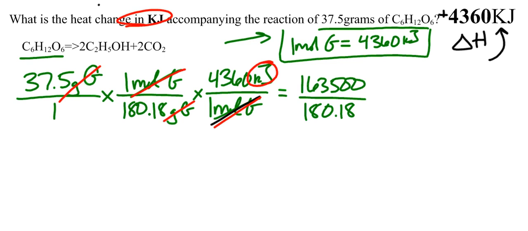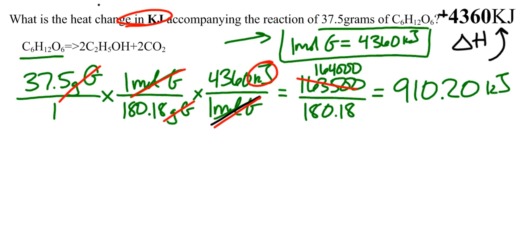Now, of course, if I look at my numerator, it's not going to be 163,500 because I only have 3 sig figs. So it should be 164,000. Changing that to 164,000, I end up with 910.20 kilojoules, which again is not right because I can't have 3 sig figs on top and then end up with 5 sig figs in my answer. So my sig fig rules need to apply. I end up with 910. kilojoules. Remember that decimal is important because if I don't put it in there, I only have 2 sig figs and my answer is not as precise.